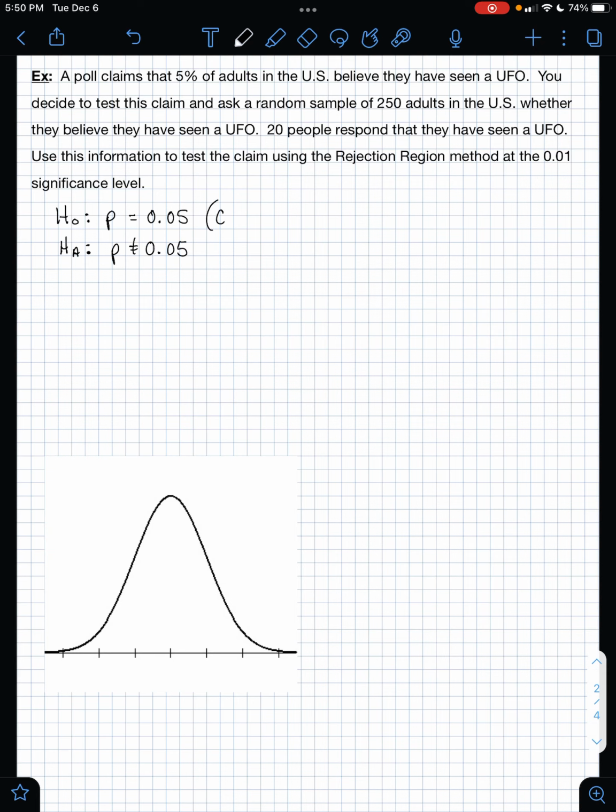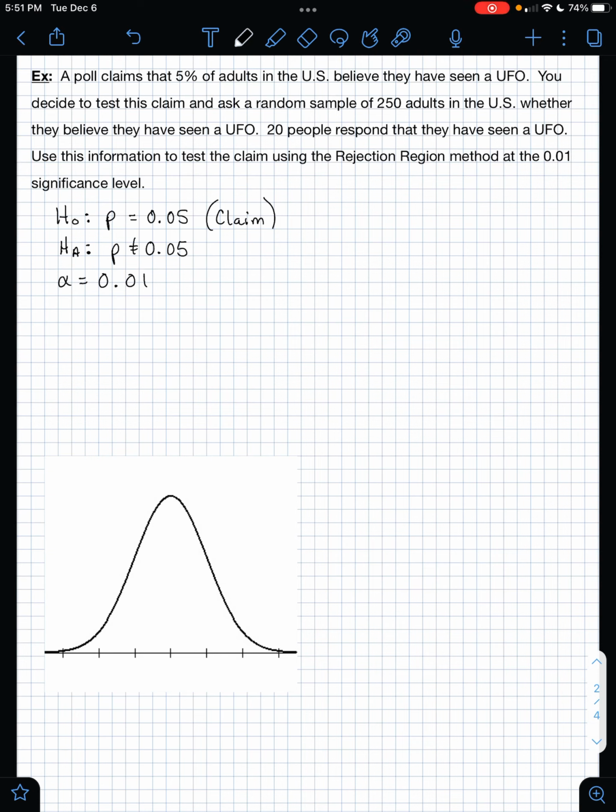But the null hypothesis is actually the claim here. So it's always nice when the null hypothesis is the claim because the test is done on the null hypothesis. So it's nice when you're actually testing the claim directly. Now, we also need the significance level, which is, as always, given to us. Alpha is 0.01.